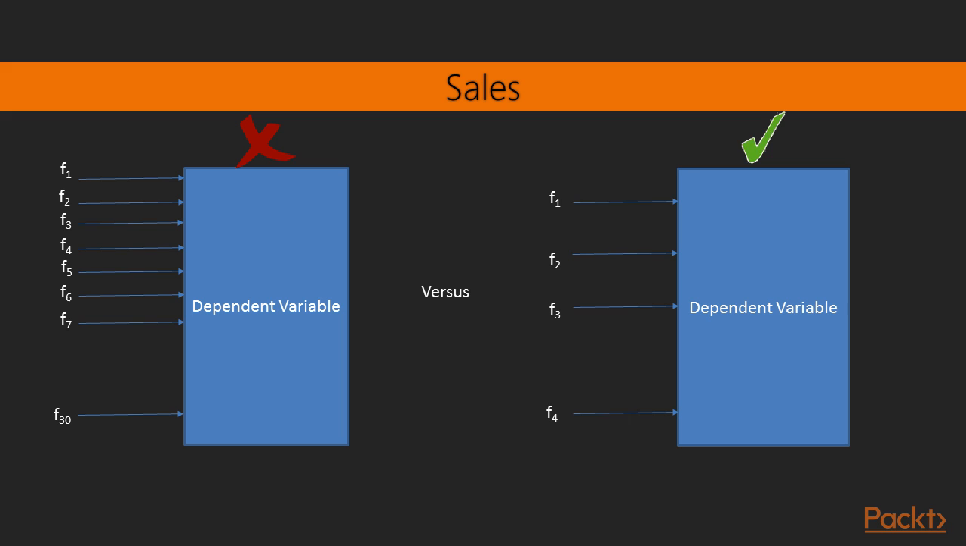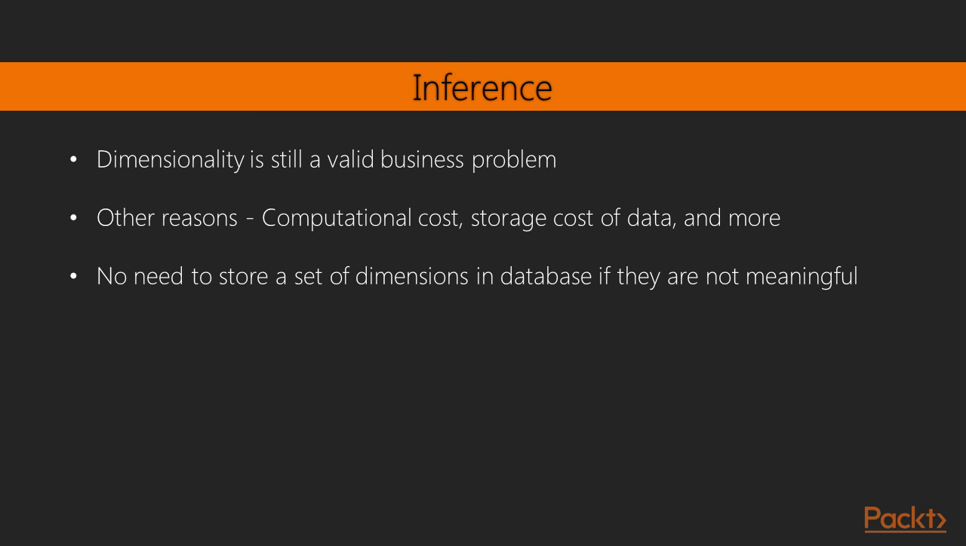Another example from a business standpoint is that if more than 30 features are impacting a dependent variable, for example sales, as a business owner I cannot regulate all 30 factors and cannot form strategies for 30 dimensions. Of course, as a business owner, I'd be interested in looking at 3 to 4 dimensions that should explain 80% of the dependent variable in the data. From the preceding 2 examples, it's pretty clear that dimensionality is still a valid business problem.